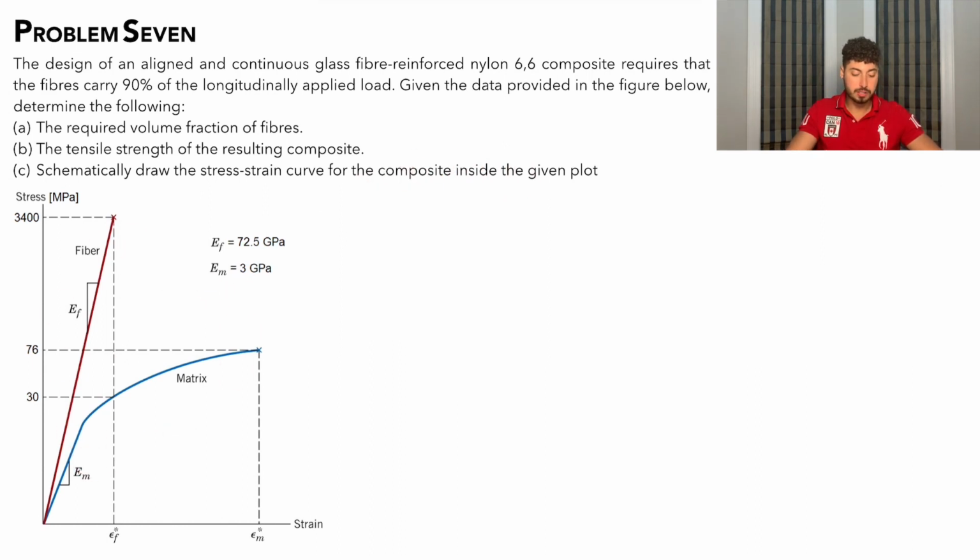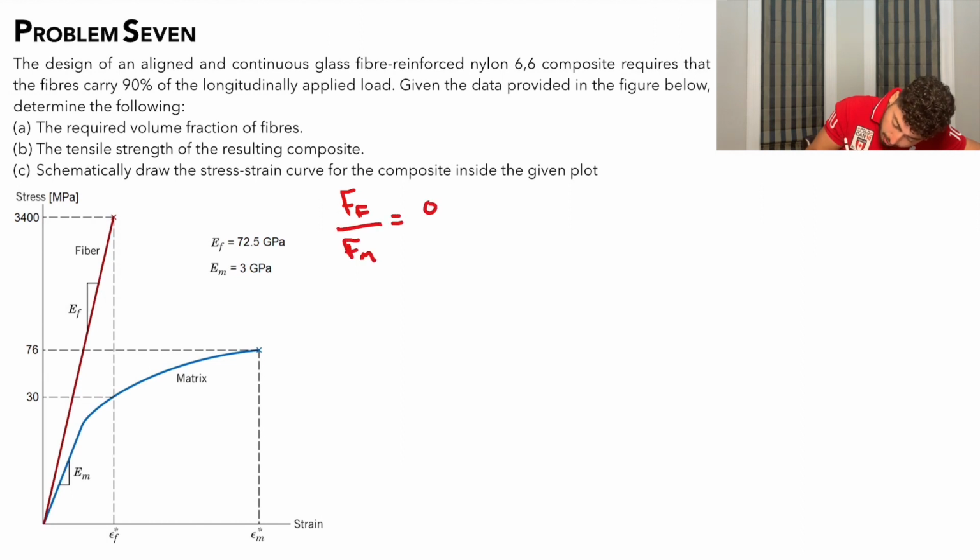So part A wants us to find the volume fraction of the fibers. So we know from the problem that the fibers must carry 90% of the applied load, which means that only 10% of the load is going to the matrix. So let's express that ratio. The force on the fibers divided by the force on the matrix is equal to 0.9 divided by 0.1, 0.9 being the 90% going to the fibers, and 0.1 being the 10% going to the matrix. That simply equals a value of 9.